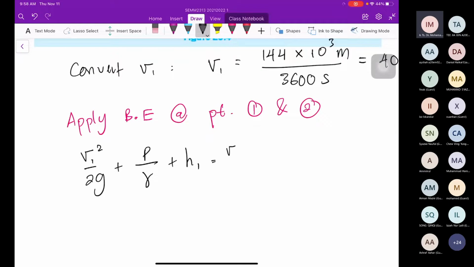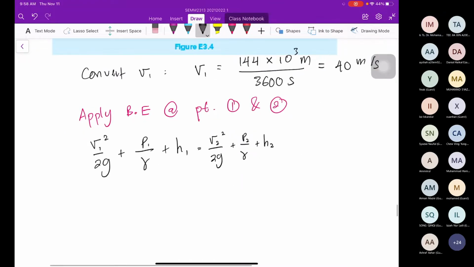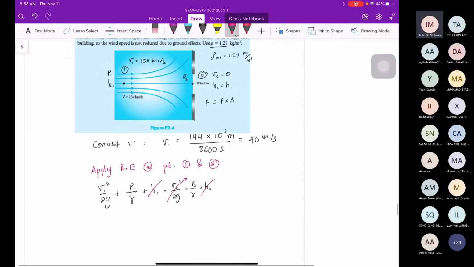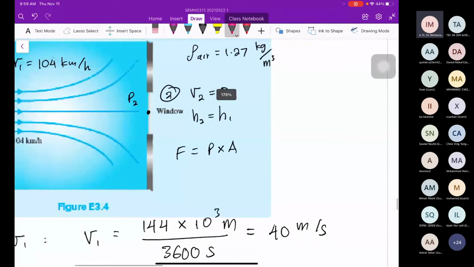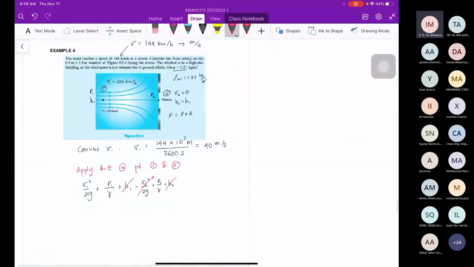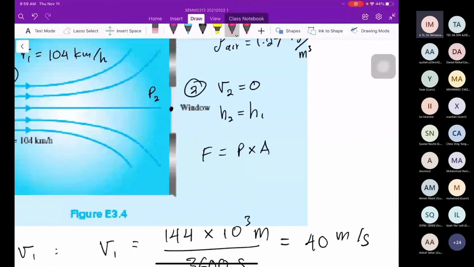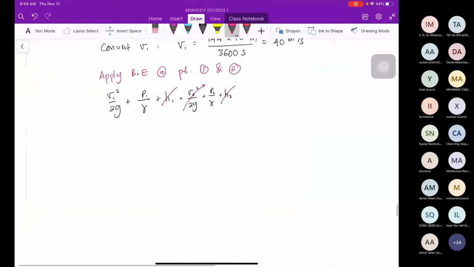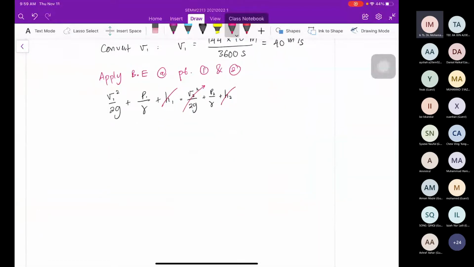Equal to V2 squared over 2g plus P over gamma plus H2. Okay, what do we cancel? H2 and H1 cancel. Velocity 2 cancels because we know for sure it is a stagnation point. Upon the impact, the velocity of the particle reaching it is 0. So what are we left with? We need to find P2. Our ultimate goal: what is P2?